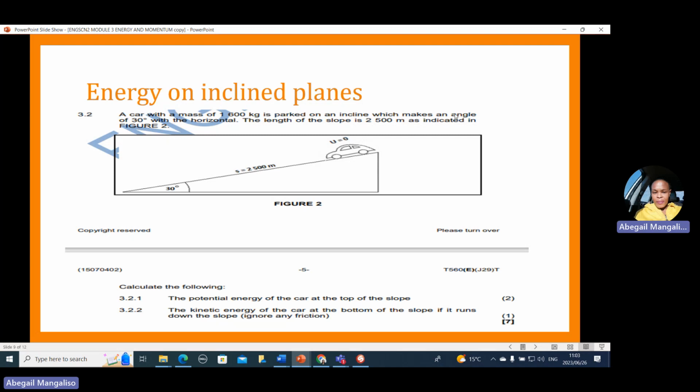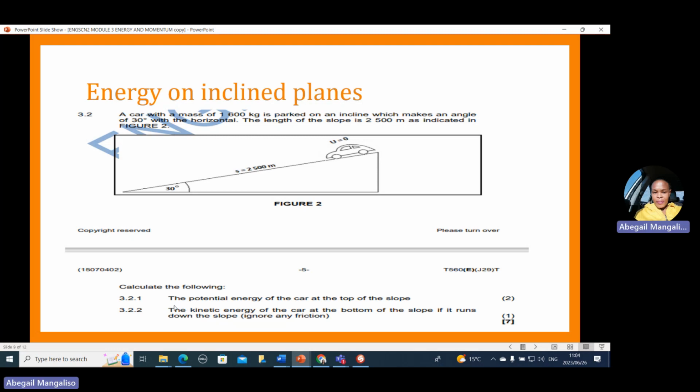So this question says a car with a mass of 1,800, this is the object, is parked on an incline which makes an angle of 30 with the horizontal. The length of the slope is 2,500 meters. So this is the length of the slope. Now, students make mistakes in exams. They take this 2,500 and put it here and say it's the height, but it's for the slope. So if you sketch it, you will never make mistakes. Even if it's given in words, just sketch this thing. You're gonna see this one is the slope.